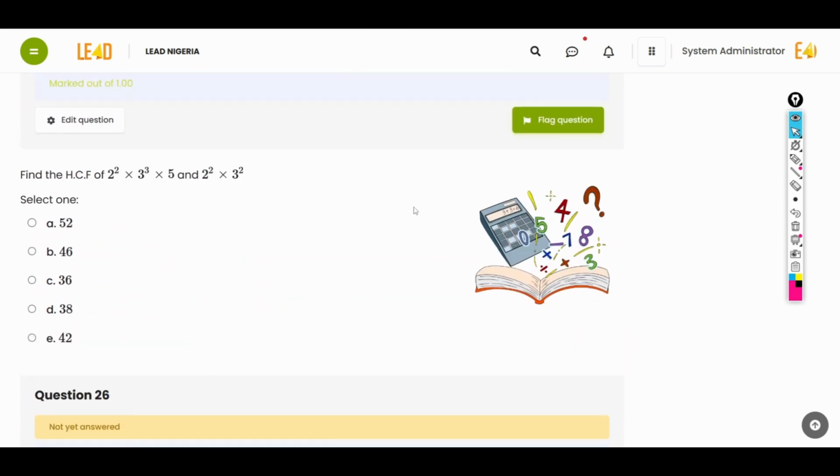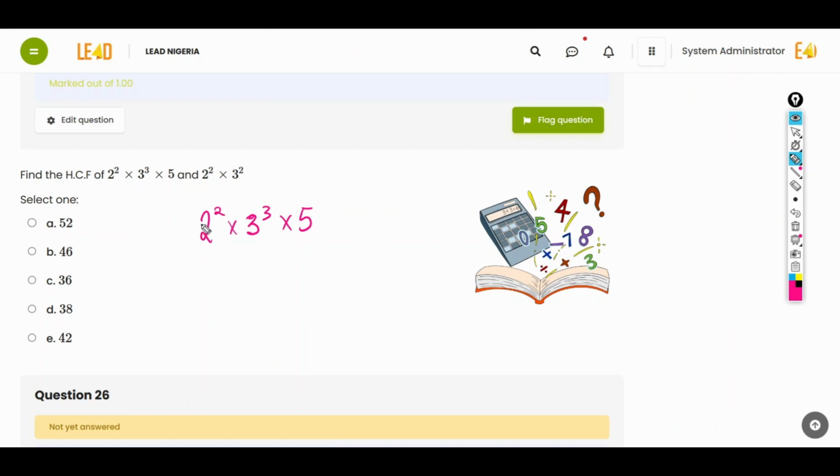Same thing here. Find the HCF of this. We have 2 squared times 3 cubed times 5. If you missed this question, my recommendation is that you go back and watch the video just before this one. Just go back a tiny bit, and you can see the way I solved it, because for the other one I did both LCM and HCF when you have them in this form.